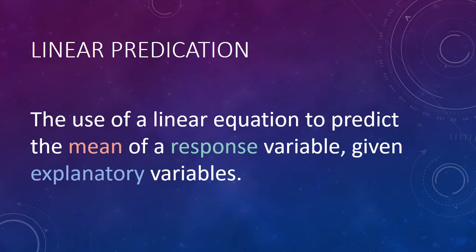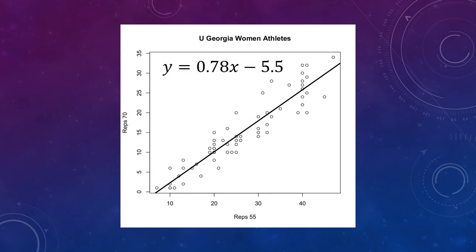For example, here we see the number of repetitions that University of Georgia women athletes can do at 55 pounds and 70 pounds. The best fitting line for these data has the equation y equals 0.78x minus 5.5. The slope is 0.78 and the intercept is negative 5.5. Notice that there is a positive slope indicating a positive association between these two variables.